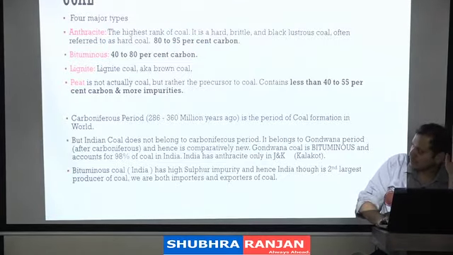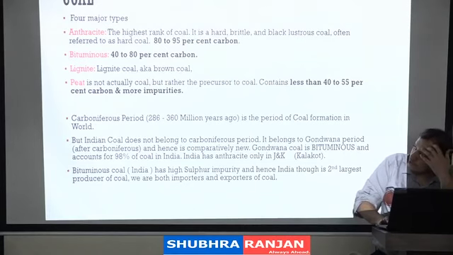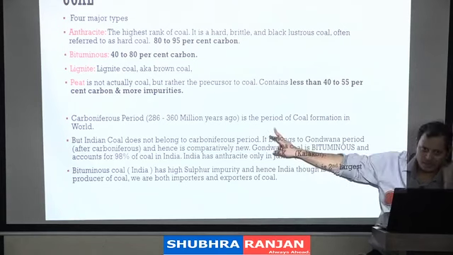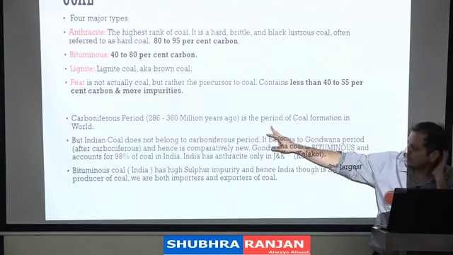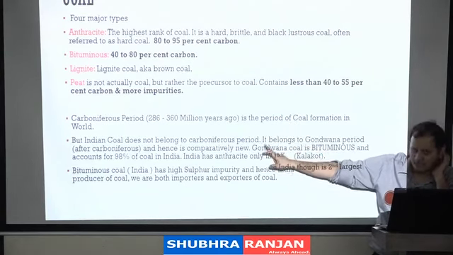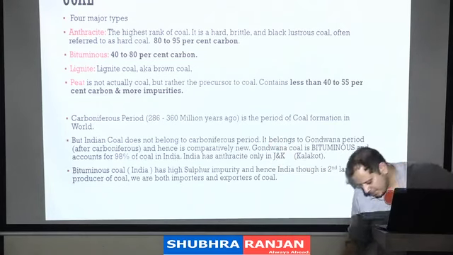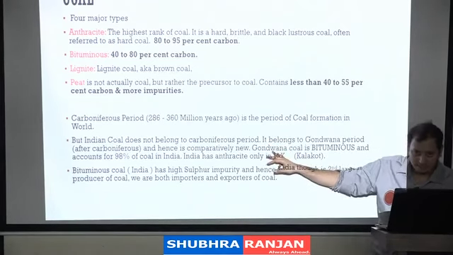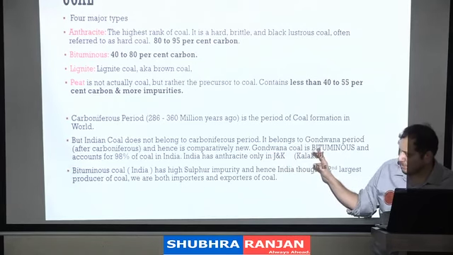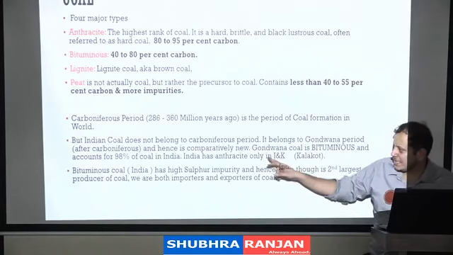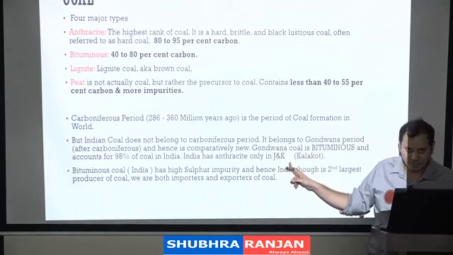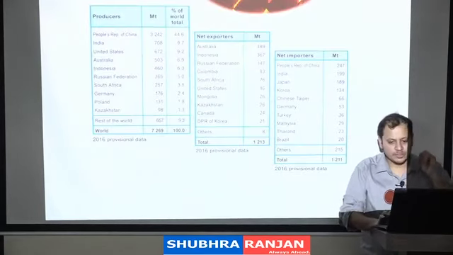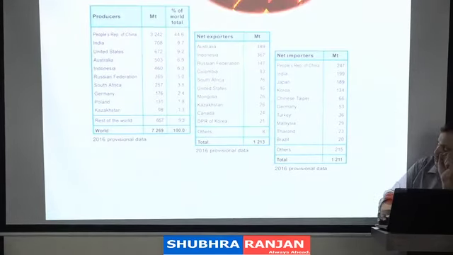Coal, we have done this. Anthracite, bituminous, lignite, peat, we have done this also. So the Carboniferous period is the period of coal formation, but Indian coal does not belong to the Carboniferous period, hence it is comparatively new. Gondwana coal is a bituminous coal. India has anthracite only in Jammu and Kashmir. So remember this world distribution.